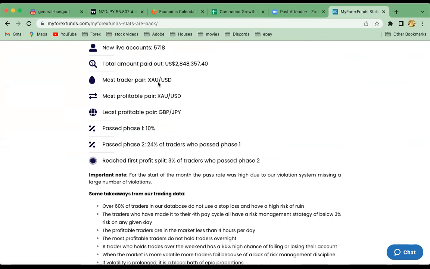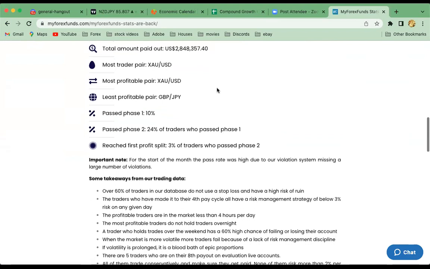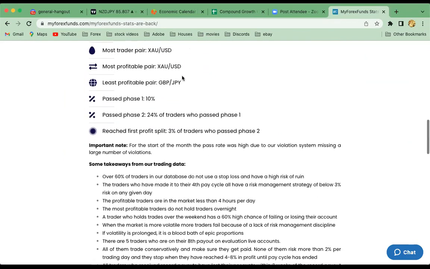Most traded pair is XAU/USD, basically. That was in November, but even the recent one they put on YouTube, I put the video in the Discord yesterday, XAU/USD is still one of the most traded pairs. It's obviously because people can make a lot of money on the pair. That's why they trade it. The least profitable pair was GBP/JPY during November. It's probably because it was in the extreme buying trend at that point, so people were probably losing a lot of money trying to sell it.